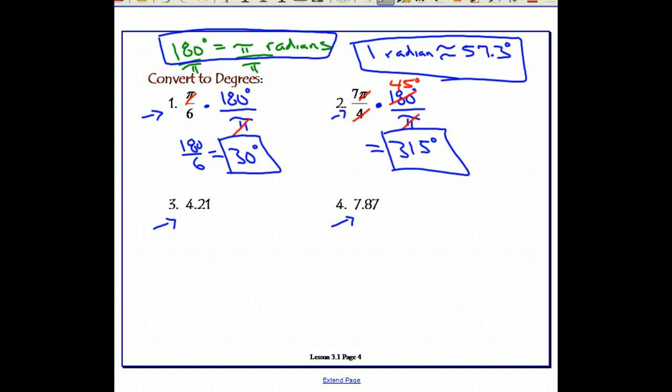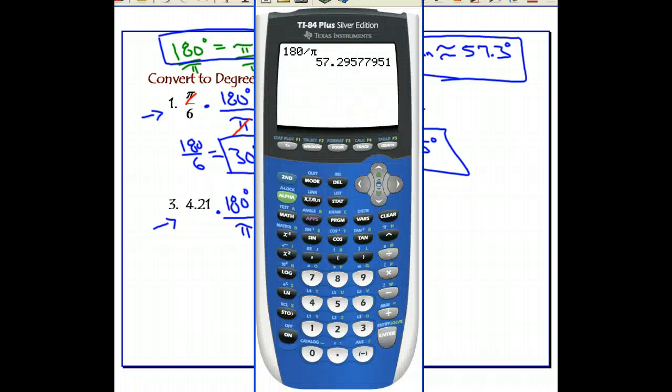Okay, what if they don't put a pi in it? That's okay. Same conversion factor. We want degrees, so degrees are on top. So 1 times 180 over pi. The pi is not canceling out with anything, so good time to pull out your calculator. I've got a 4.21, times 180, and I'll divide it by pi. And what do I come up with here? 241 degrees. Makes sense.